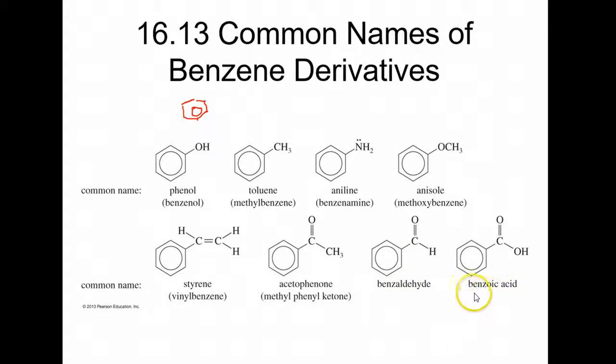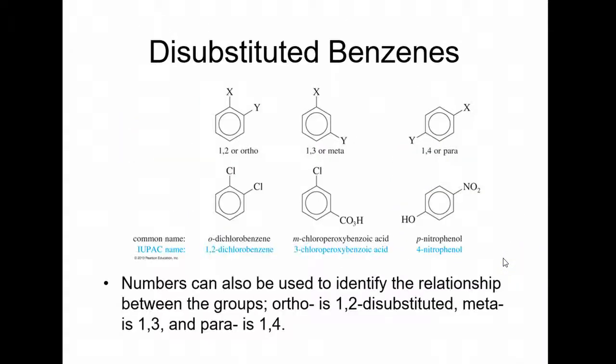And then benzoic acid. What I want you to do is memorize a few of these. You don't really have to know anisole because it's not that common, so I'm going to put an X through it. Styrene and acetophenone are not things you have to memorize. You will see them. But phenol, toluene, aniline, benzaldehyde, and benzoic acid are much more common. I want you to memorize and know those. And you'll see why.